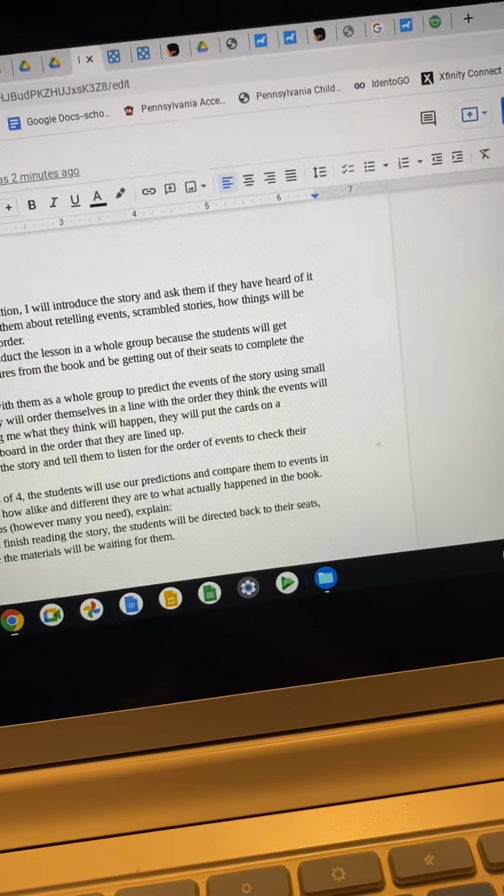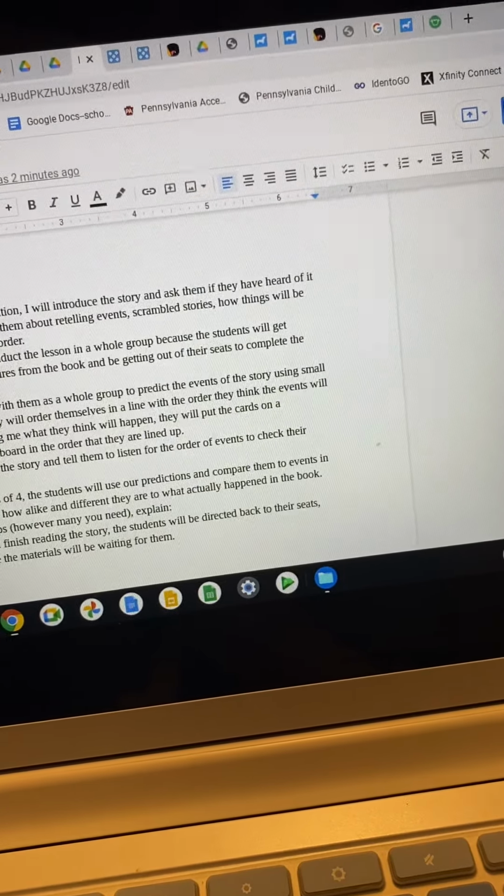Next, I will read the story and tell them to listen for the order of the events to check their predictions. Another way they could do this is they could look for their specific pictures or for the pictures that are on the prediction timeline. Then, in groups of 4, the students will use their predictions and compare them to events in the book to see how alike and different they are to what actually happened in the book.